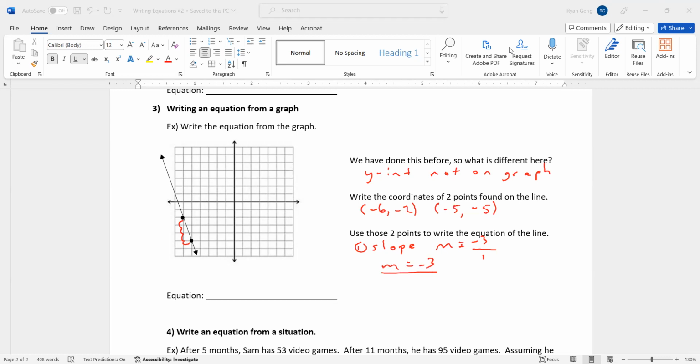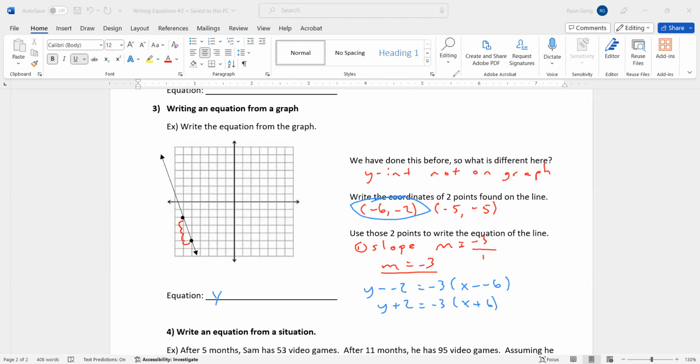Now I'm going to switch and do the y, or point slope form. So y minus something equals my slope of negative 3, x minus something. So pick one of the points. It doesn't matter. I'm going to take this one. The y value is negative 2. The x value is negative 6. Y minus negative 2 is y plus 2. Negative 3. X minus negative 6 is x plus 6. And I can stop right there.